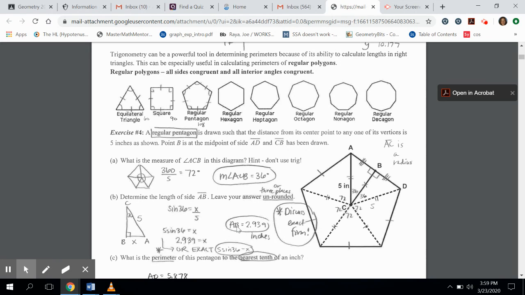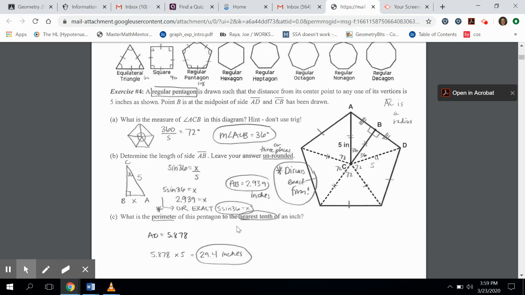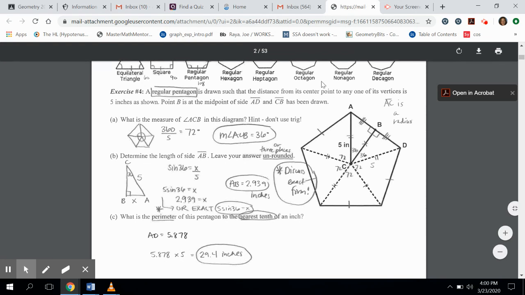So lastly, I want the perimeter to the nearest tenth. So don't round until the end. Don't round this yet. I chose to take this, and I doubled it. So now I know A to D. So A to D is 5.878. Then, because it's a regular pentagon, all the sides are equal. So I took that 5.878, multiplied it by 5, and then rounded to the nearest tenth, 29.4. If they give you some units, throw them in there, so inches.